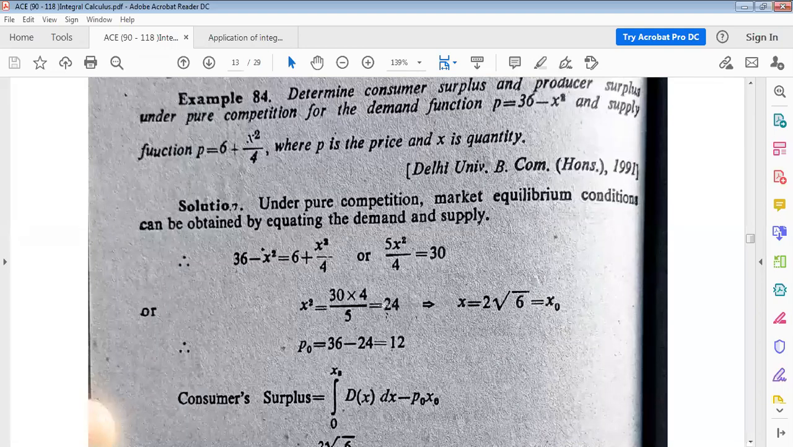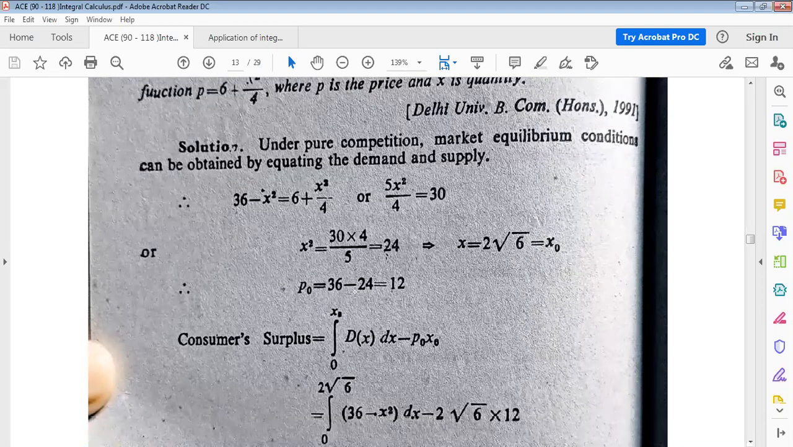So x square equals to 24. So x equals to 2 root 6, since 24 can be written as 4 into 6. Now taking the square root, we get 2 root 6. This is x naught. Now putting x naught equals to this in any one of these, we get p naught. P naught equals to 36 minus 24, that is 12.